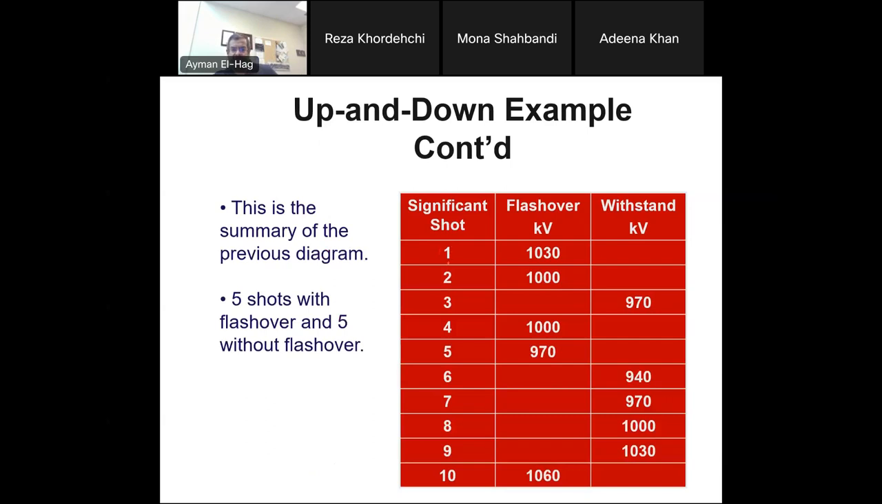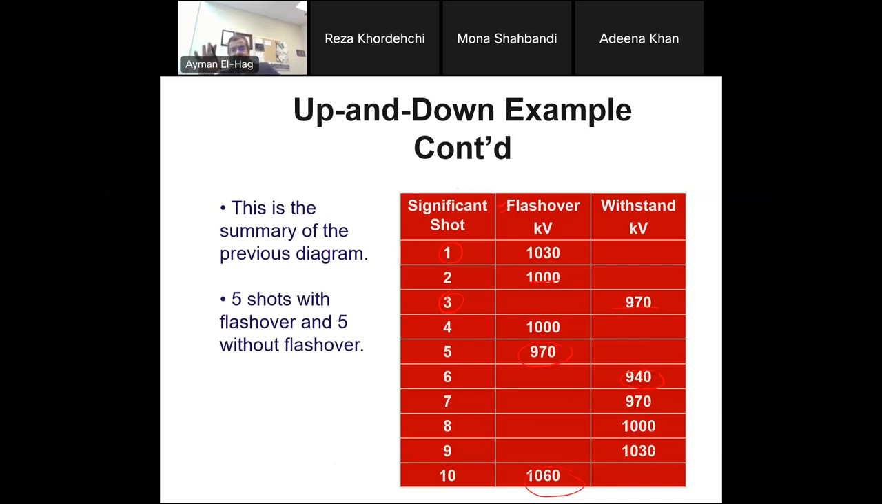So this is your first shot. You have a flashover. You reduce the voltage to 1000, still a flashover. Then number three here, 970 is a withstand. If it is a withstand, you increase by 30, a flashover. You reduce to 940, withstand. Increase, withstand. 1000, withstand. Withstand. And then at the last one, there will be a flashover. So these are the 10 tests that you have.